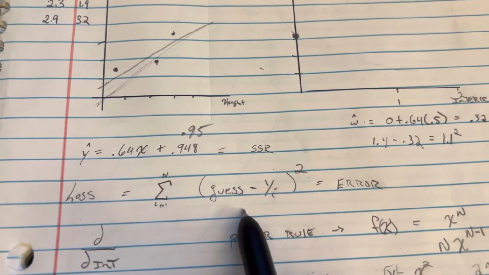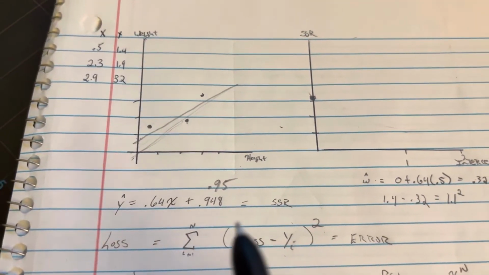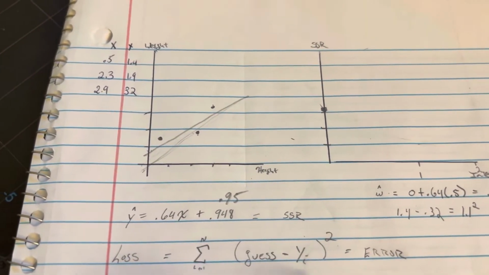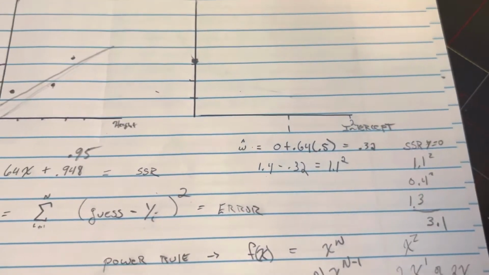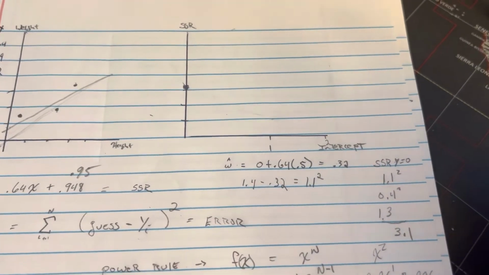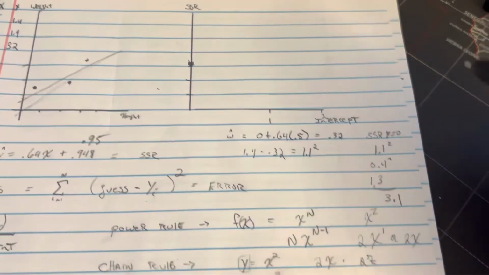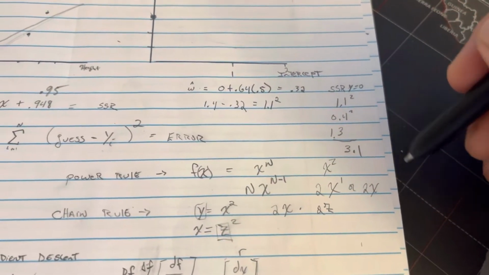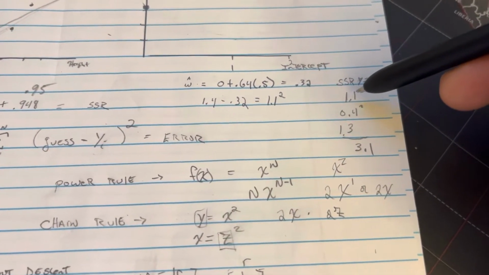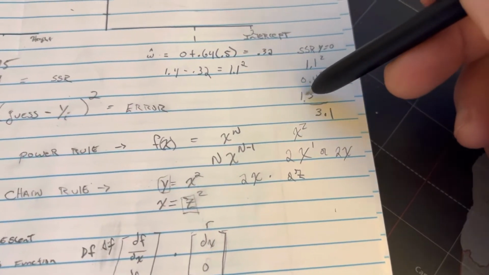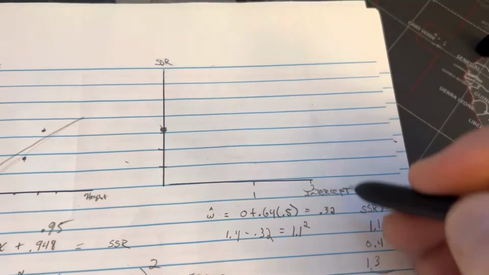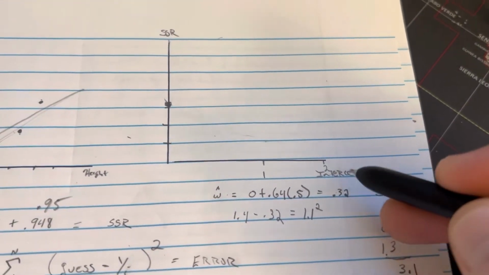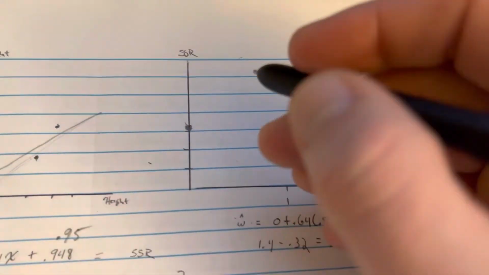And then we know what our true value is. If we look at our loss function, you take your guess minus your true value, and we have 1.4 minus 0.32, and that equals 1.1 squared. And we can do that for each term in our data set, and we get 1.1, 0.4, 1.3, and 3.1. So we can plot that: when our intercept equals 0, our sum of squared residuals equals 3.1.